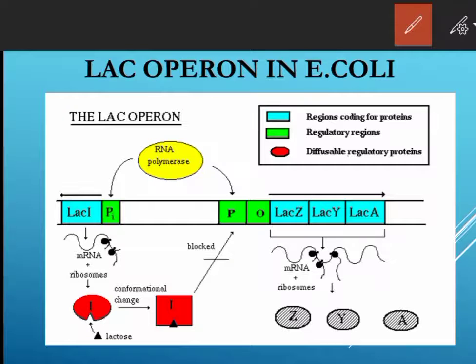So when lactose is absent, the I gene produces repressor mRNA, which blocks transcription. The repressor protein binds to the operator region of the operon and as a result prevents RNA polymerase from binding to the operon. The operon will be switched off in this situation.